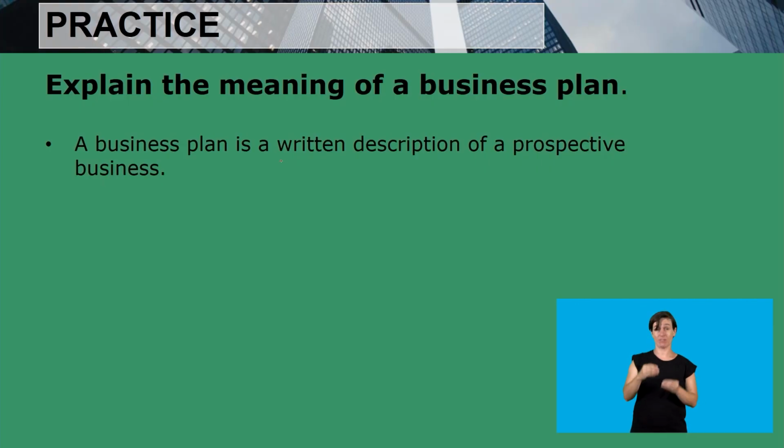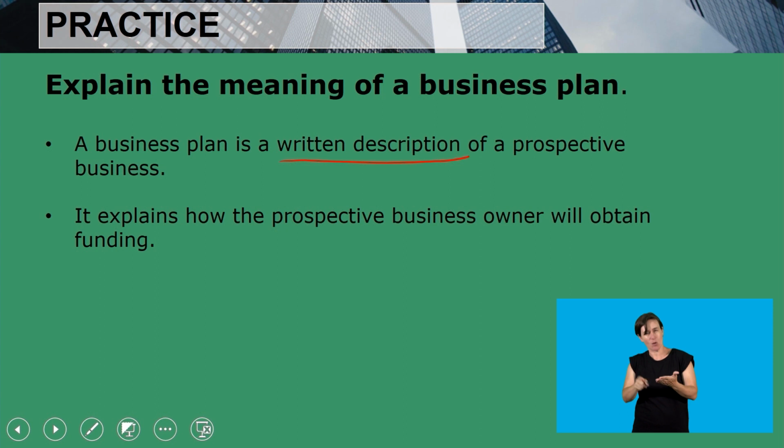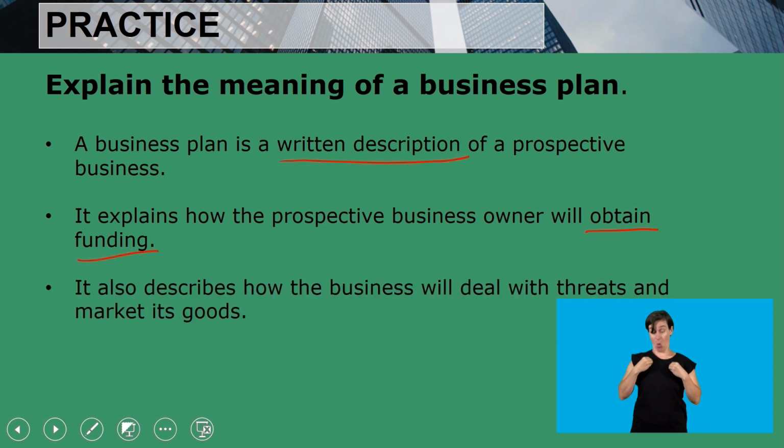It says here, a business plan is a written description of a prospective business, meaning this is a business that you'd want to venture into. So you cannot just start venturing into a business without having a written description of it. It explains how the prospective business owner will obtain the funding. Where does the money come from to continue with your business or to start your business? It also describes how the business will deal with threats and market its own goods.